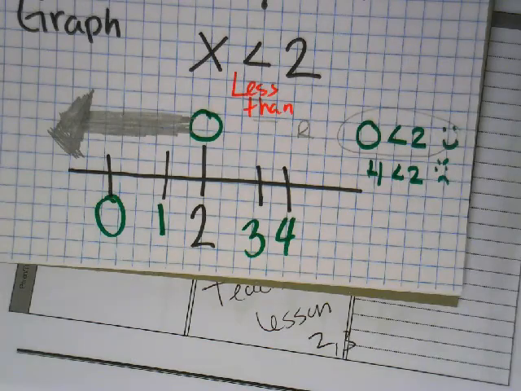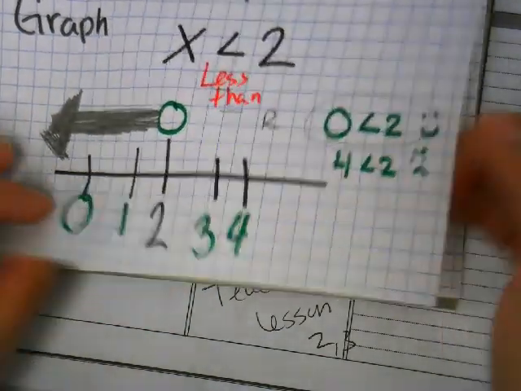Okay, that's it. That's graphing. What are the 3 parts of graphing? A number line, a circle, and then shading. Okay? Now, do I expect you to understand this right now? No. I expect you to understand this now.